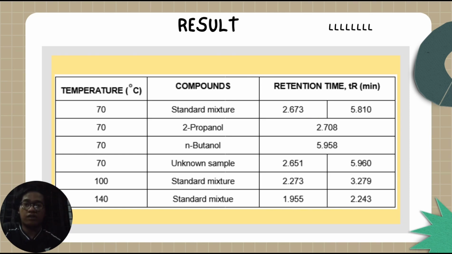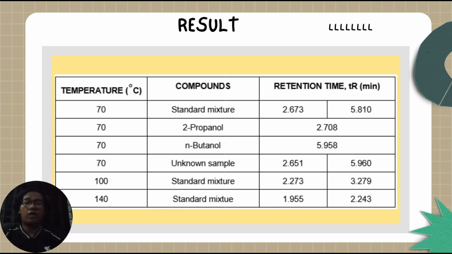We also investigated the effect of column temperature on retention time using the standard mixture. When the temperature was increased from 70 degrees Celsius to 100 degrees Celsius, the retention times decreased from 2.67 and 5.81 minutes to about 2.27 and 3.28 minutes. At 140 degrees Celsius, they decreased even further to approximately 1.96 minutes and 2.24 minutes. This shows that increasing the column temperature reduces the retention time because the compounds become more volatile and spend less time interacting with the stationary phase. As a result, they travel through the column faster and elute earlier.